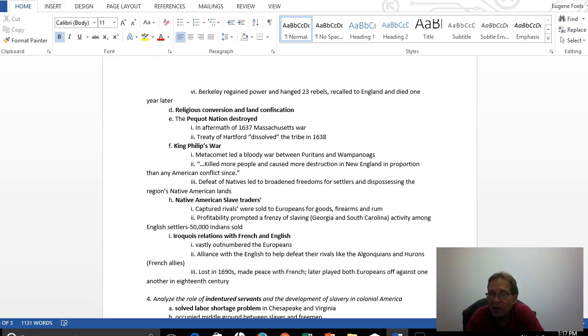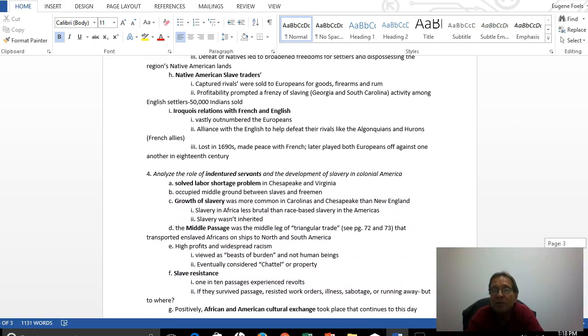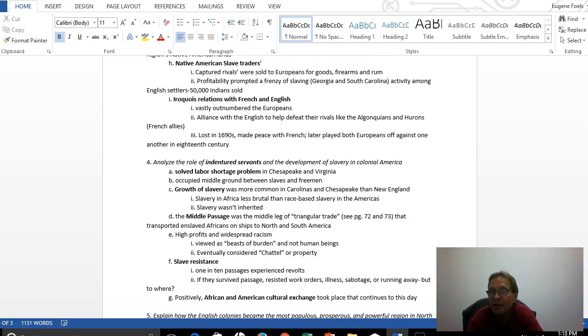The Iroquois got along quite well with the French while they were in power in the North American continent. They vastly outnumber the Europeans, and the Iroquois will eventually make alliances with the English to help defeat their rivals like the Algonquins and the Hurons that are farther west in places in what are today Michigan, Wisconsin, and some of the lower Great Lakes states just below the lakes, Ohio, Indiana, and in those regions. The Ohio Valley is a very strategic place in the 18th century.